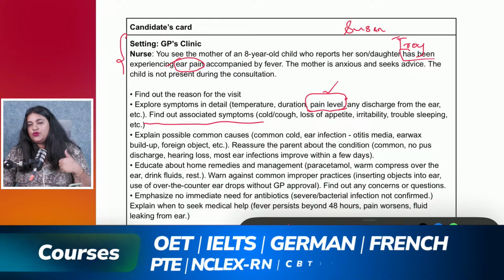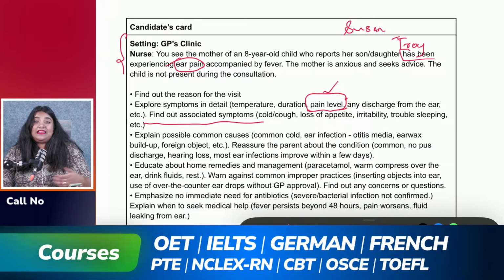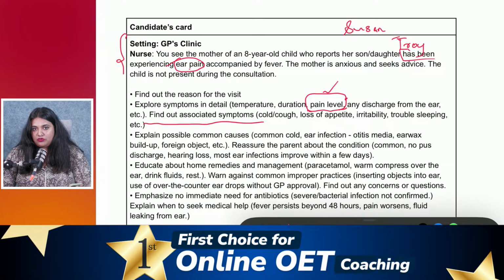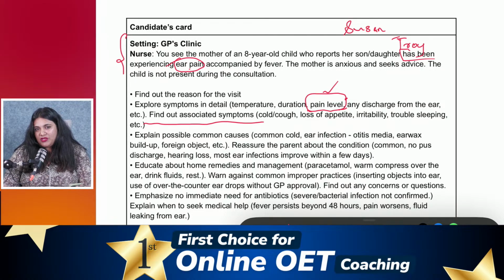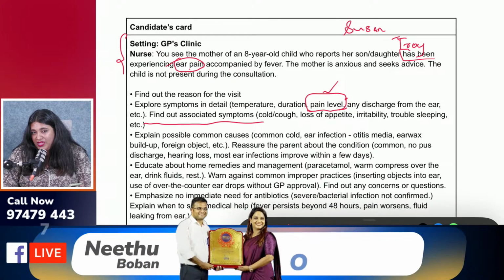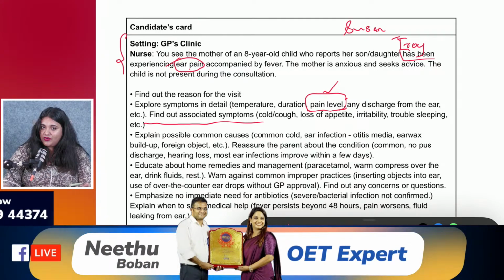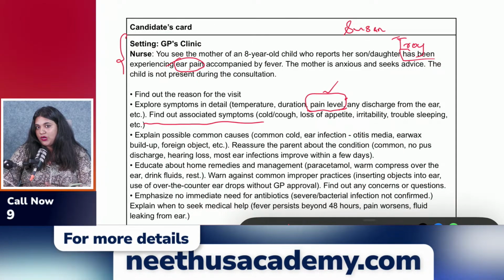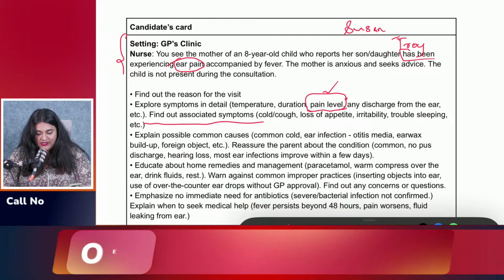Okay, so you have to ask, can you please describe to me the pain levels of Troy's ear pain? That could be fine. Or has Troy mentioned anything regarding the level of pain he's experiencing? Could be another great question. So make sure that when it is a bystander, the question has to have a direct connection with the context that you're dealing with.